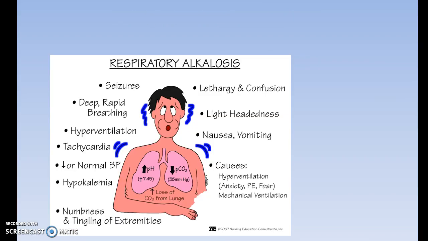So here again, you can see respiratory alkalosis. If it's not treated, we can see seizures. We're going to see that deep, rapid breathing, hyperventilation. Some of our causes: anxiety, fear. Pulmonary embolus, which we're going to need medical management for, and we can also see it with mechanical ventilation. If our patient is on a ventilator, we may need to turn it down.